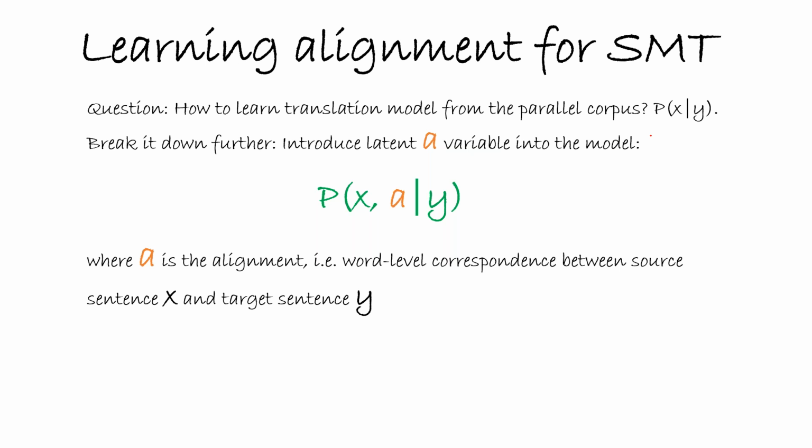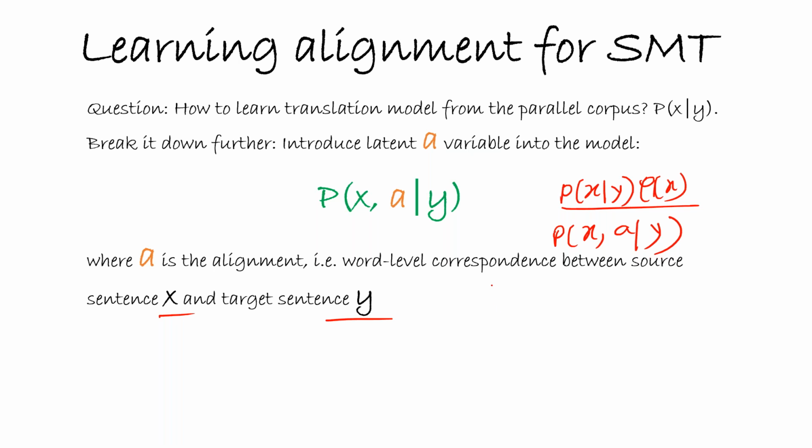Earlier we had P of x given y, and then we had P of x. Now we have introduced P of x and a latent variable a, along with the sentence to be predicted, right? Here a is the alignment, the word-level correspondence between the source sentence x and the target sentence y. So it finds the alignment between the two parallel sentences.